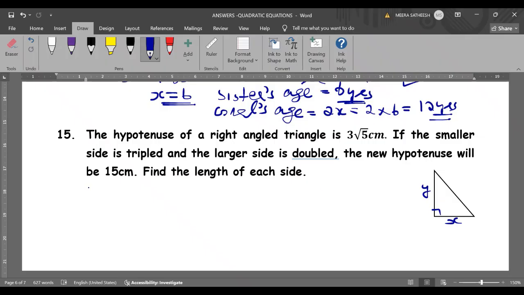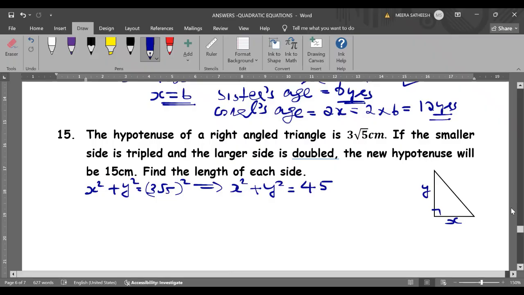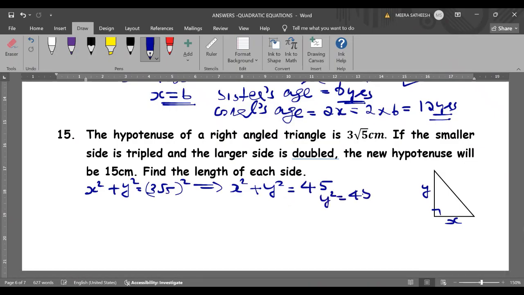And given hypotenuse is 3 root 5. That means x square plus y square is equal to the square of the hypotenuse, no? So 3 root 5 the square. So what will it be? X square plus y square is equal to 45. 3 square 9, root 5 square 5, so 9 into 5, 45. So we can substitute x square equal to 45 minus y square or y square equal to 45 minus x square. We can write in any way. So y square I am putting as 45 minus x square. Let this be here. Now, if the smaller side is tripled, it becomes 3x.